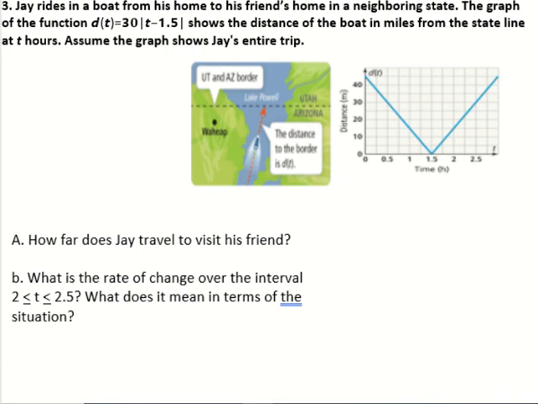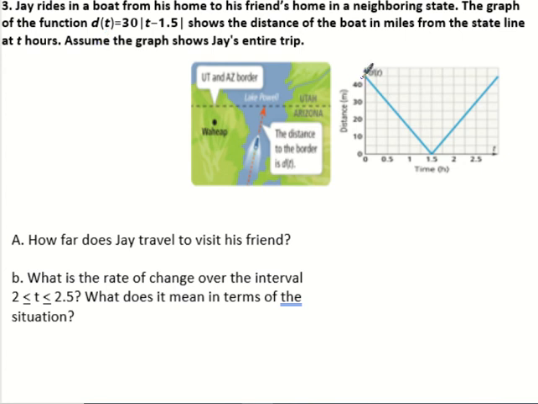Okay, so here Jay rides in a boat from his home to his friend's home in a neighboring state. The graph of the function is this, 30 times the absolute value of t minus 1.5. So now we have stuff going on inside these absolute value symbols, and we'll learn about those a little more later. But this shows the distance of the boat in miles from the state at t hours. Assume the graph shows Jay's entire trip. So this shows his trip right here.